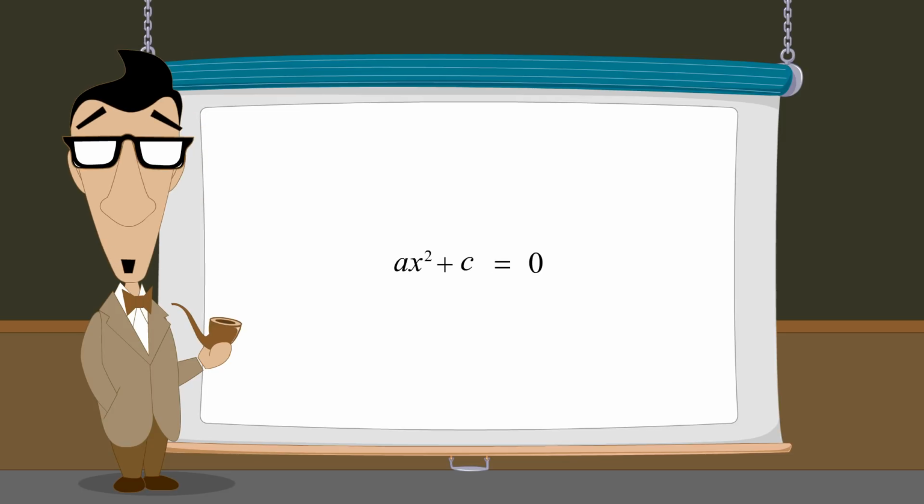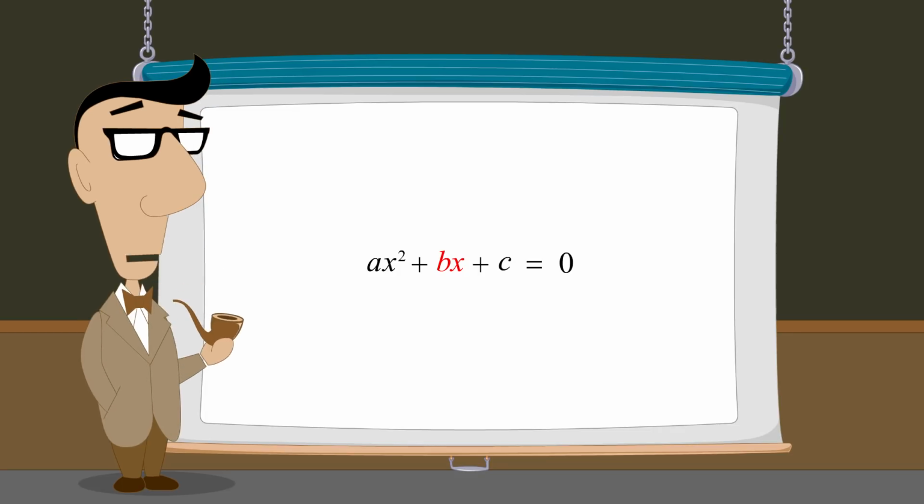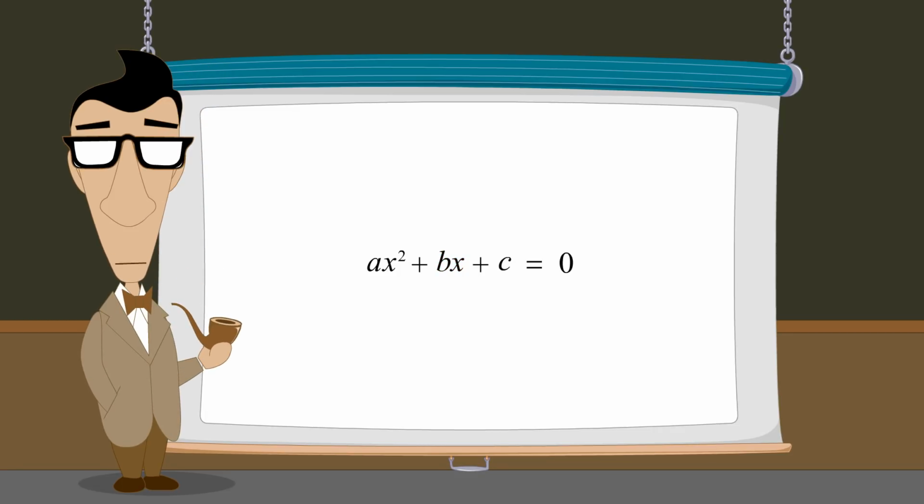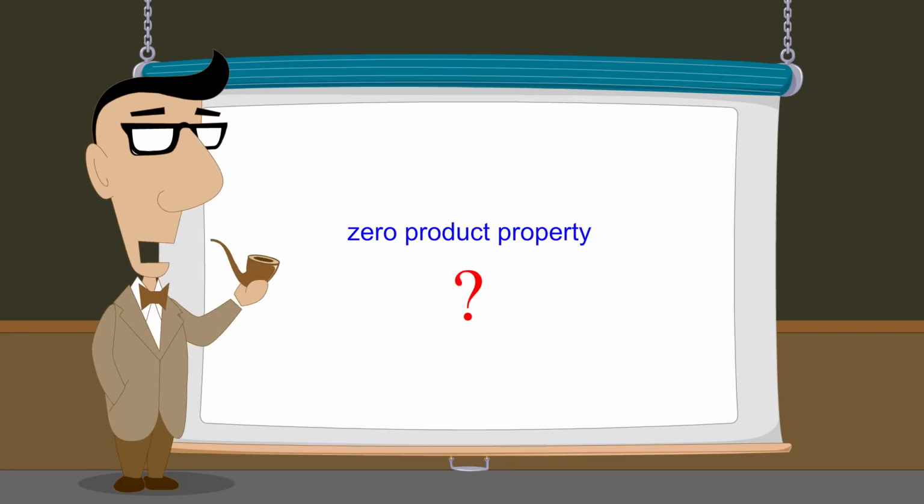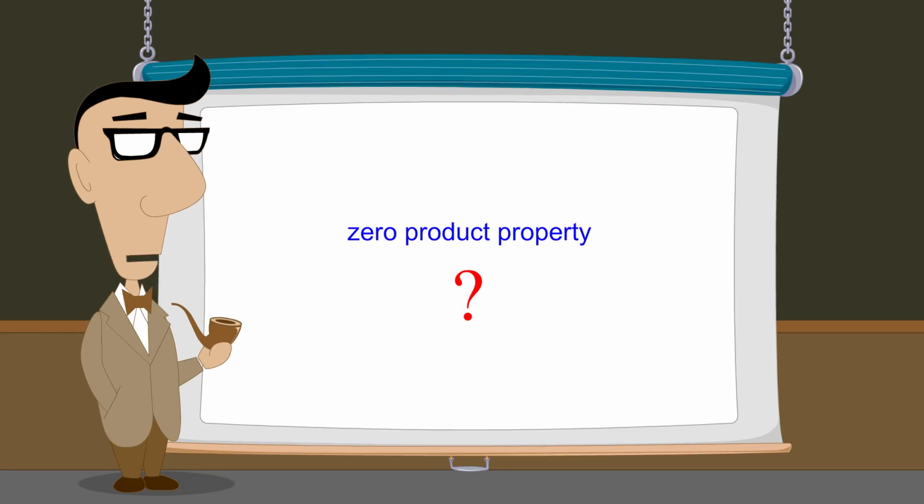On the other hand, quadratic equations that include an x term can be more difficult to solve. There are a number of methods for solving quadratic equations like this. The methods we will examine in the next few lectures are based on the zero product property. So what exactly is the zero product property?